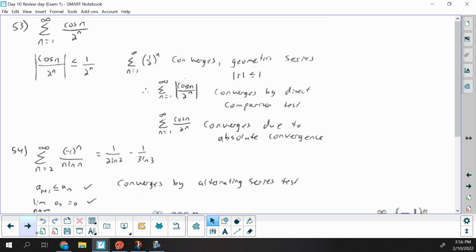54 is a little bit more straightforward. You're alternating. Each term is getting smaller than the one before it. Our terms are going to 0, so we converge by the alternating series test.